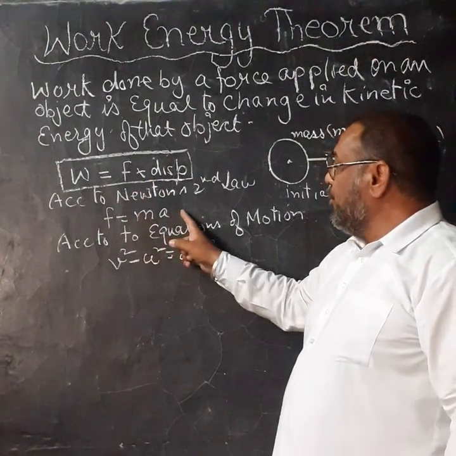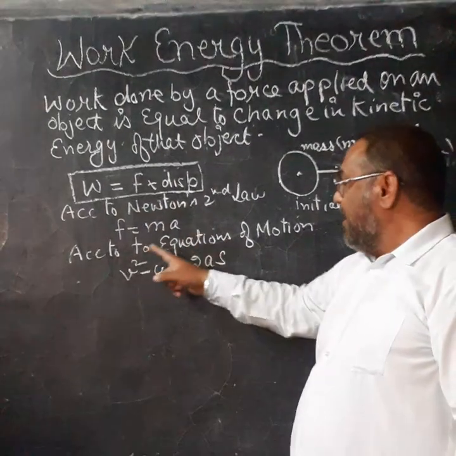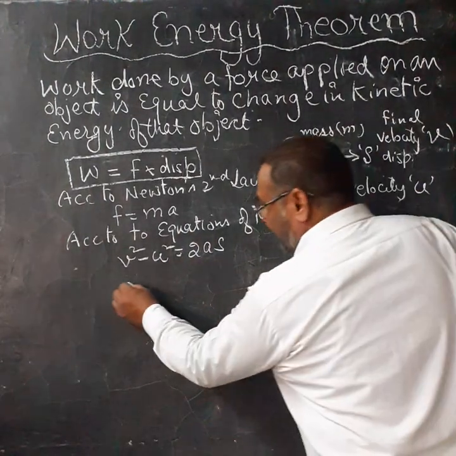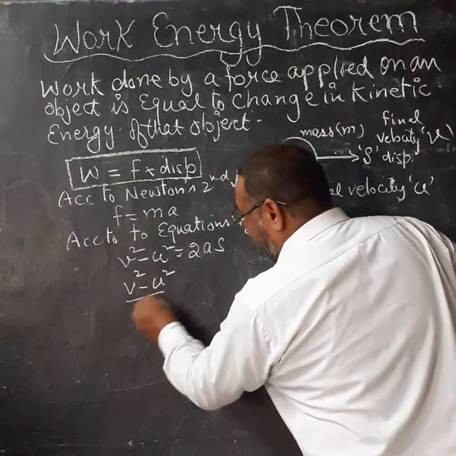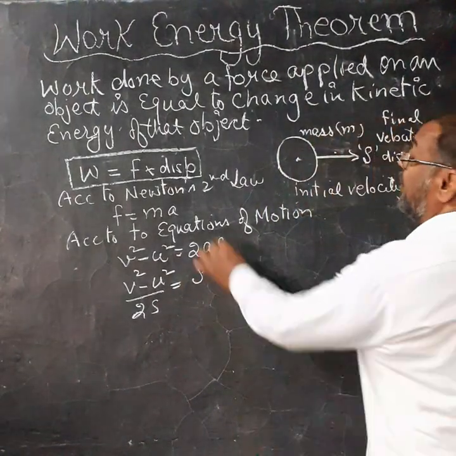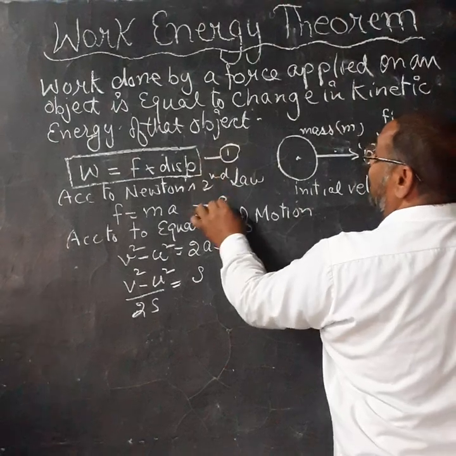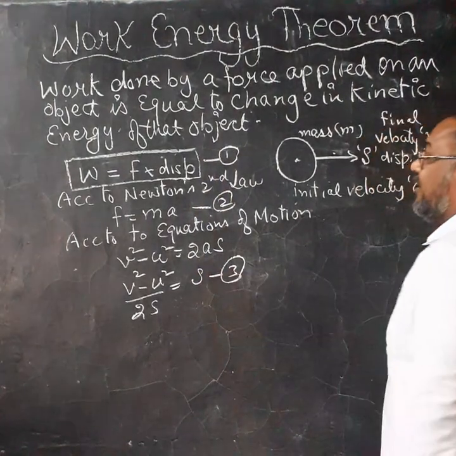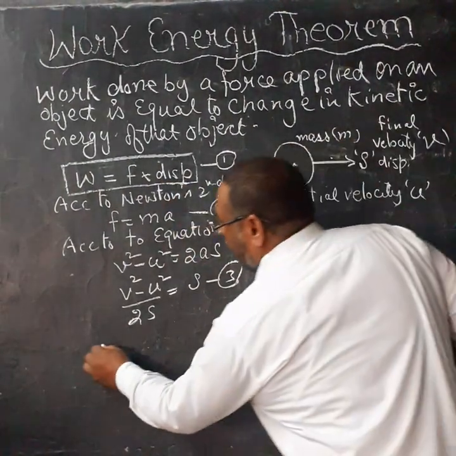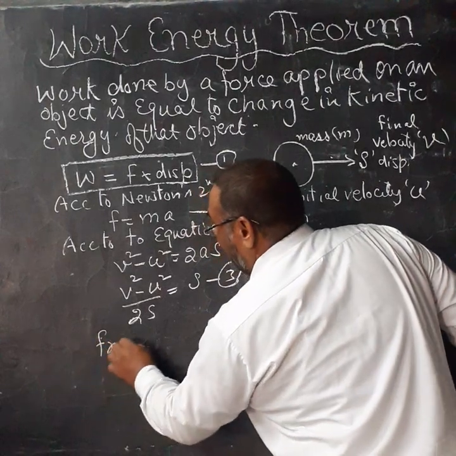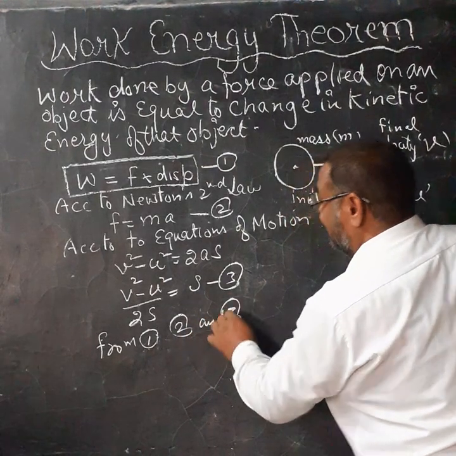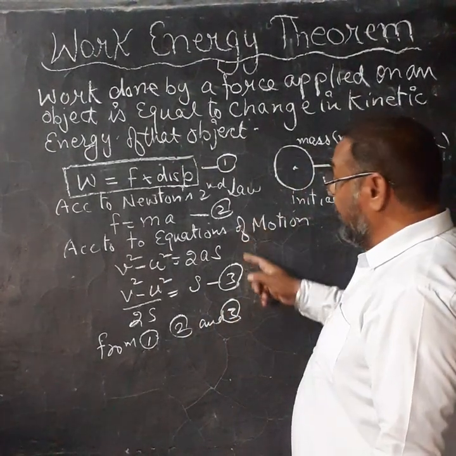So we know according to Newton's second law, F equal to ma, and from the equations of motion v square minus u square equal to 2as, we find acceleration. So now we have the first equation, second equation, and third equation. Now we will put both of these equations into the first equation. So from 1, 2 and 3, substitute all these values accordingly.